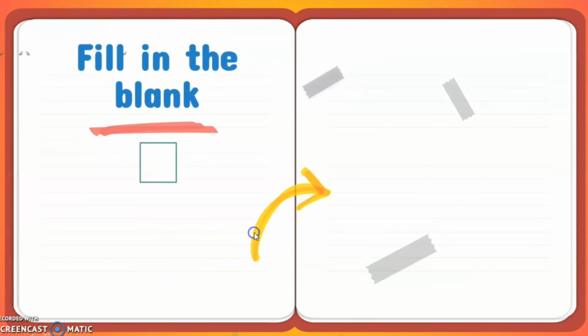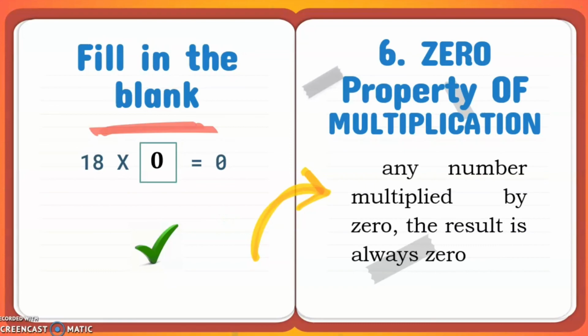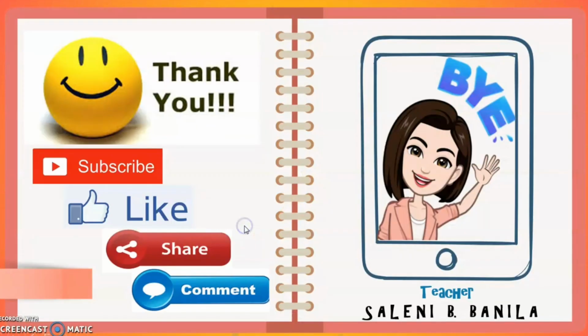Next is this one, 18 times blank. Ano naman kaya i-multiply sa 18 para maging 0 ang result? Sagot, 0. Okay, so ito yung tinatawag nating zero property of multiplication. That any number that multiplied by 0, ang result lagi ay 0. So, kahit anong number pa yan, kahit 1,000, 1,000,000, hundreds, basta i-multiply mo by 0, ang sagot pa din ay laging 0.